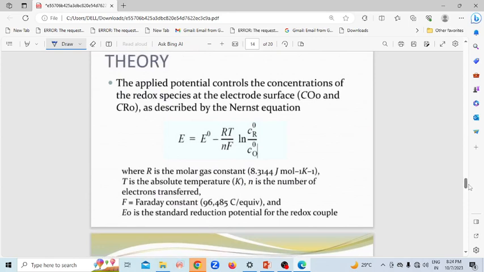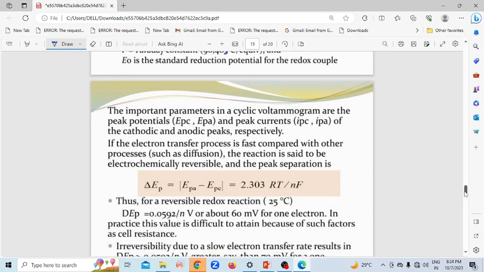This is the theory. The applied potential controls the concentration of the redox species at the electrode surface. The applied potential controlling the concentration of redox species at the electrode is described by the Nernst equation. So these are the concentrations, reduction and oxidation, and these are all constant, and I think it is already discussed.